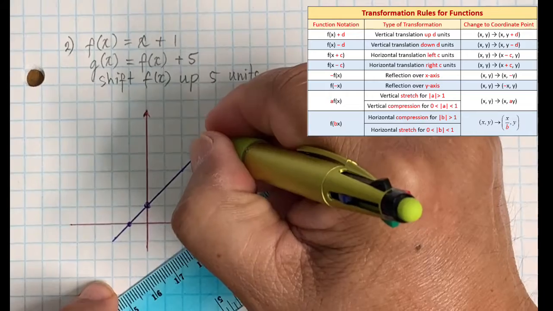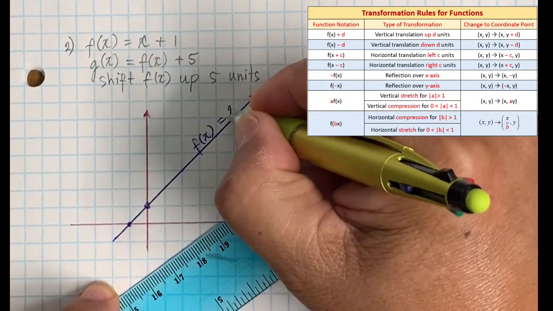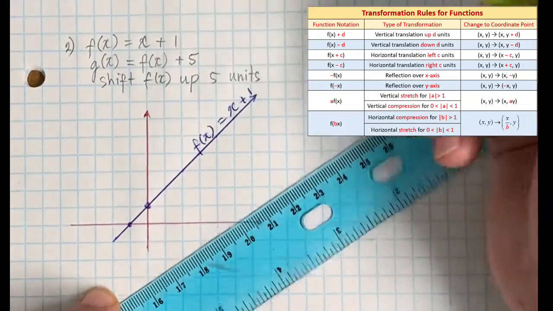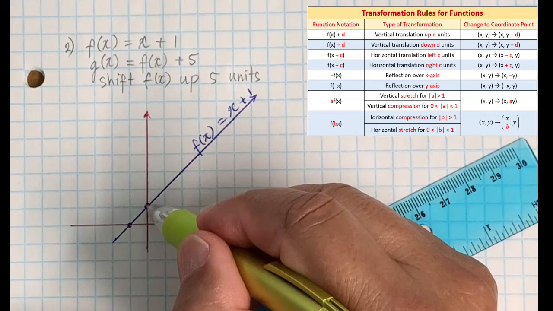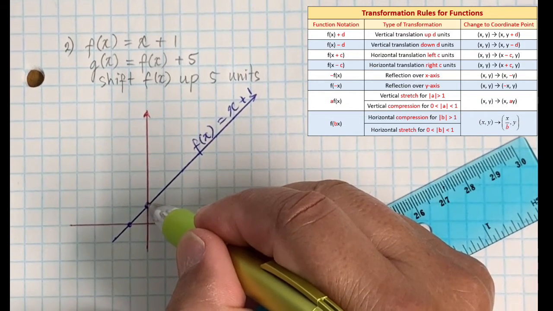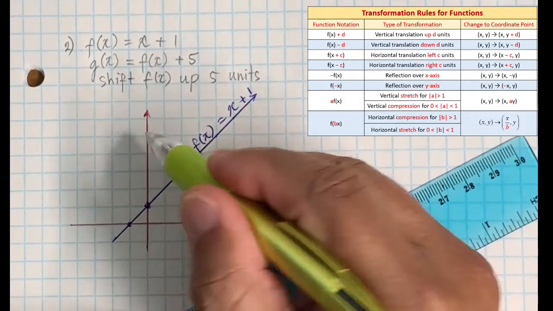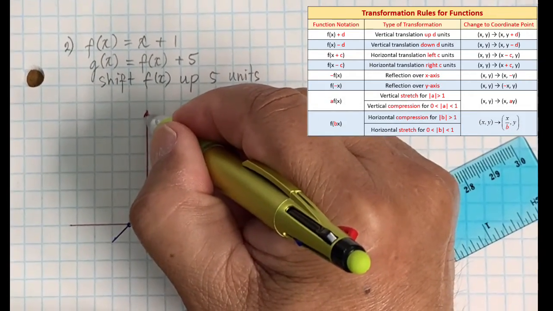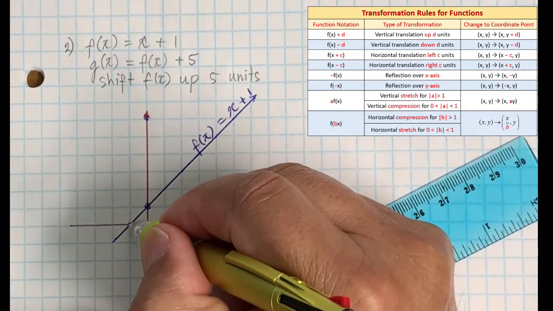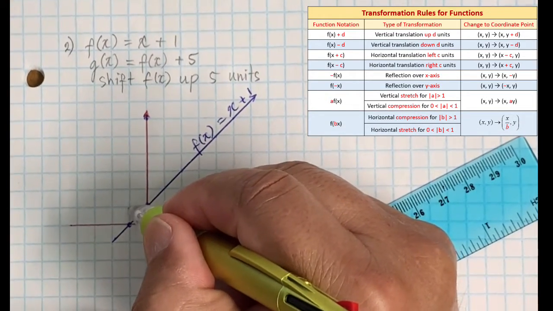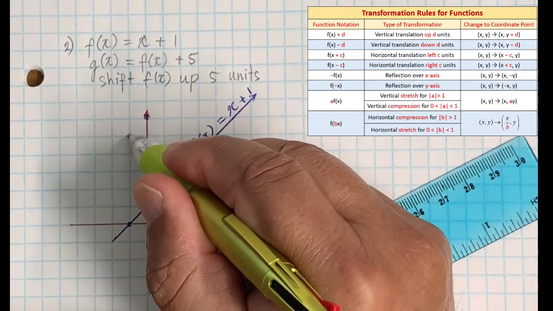So this is my f of x equals x plus 1. Now I need to move this up by 5 units. So from here, I'll go up by what? 1, 2, 3, 4, 5, all the way up here. And then this one from here, it's going to be 1, 2, 3, 4, 5 here.